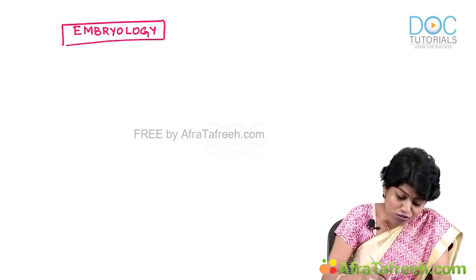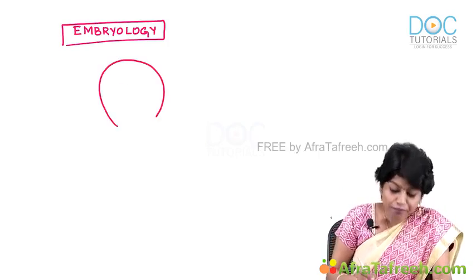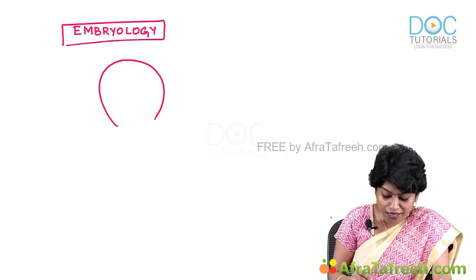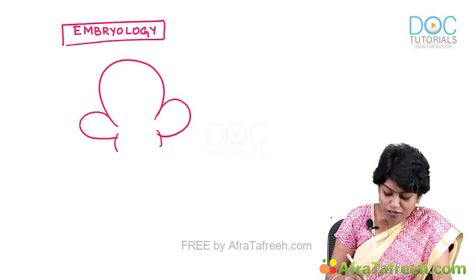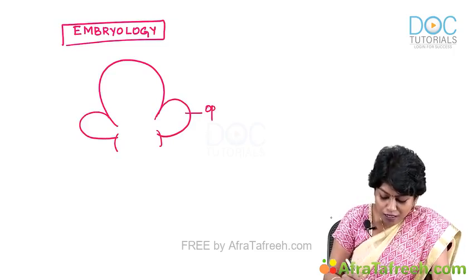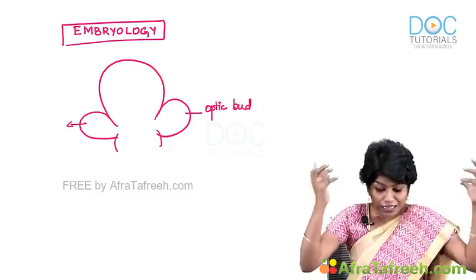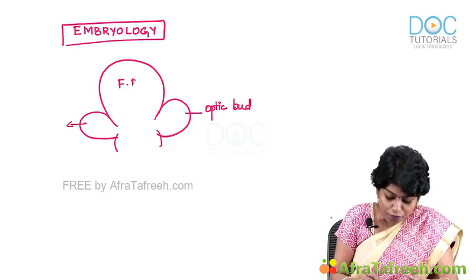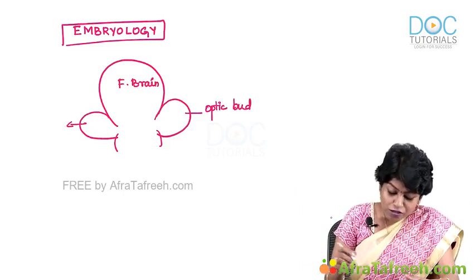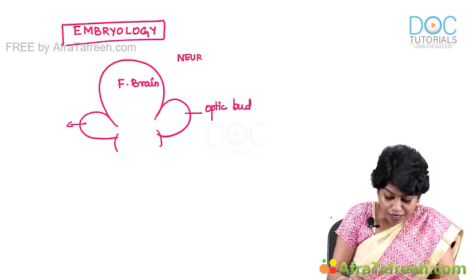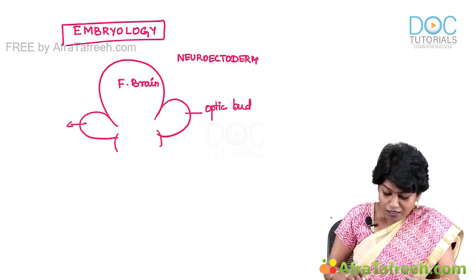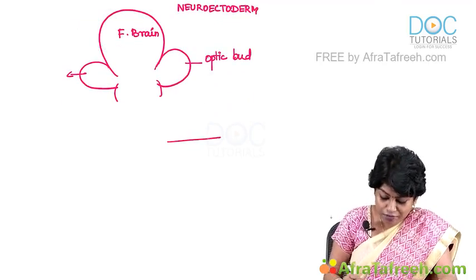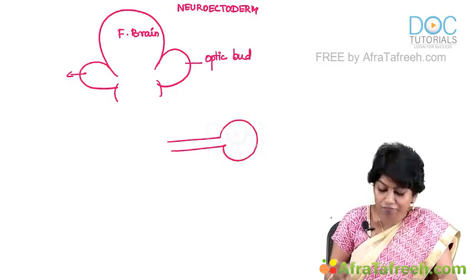Most important is this neuroectoderm. So you have the forebrain, and at the junction of the forebrain and the midbrain you have an outpouching, okay. So this outpouching is what we call as the optic bud. So we have optic bud on either side. So this is the forebrain, right. So basically this is neuroectoderm, okay.